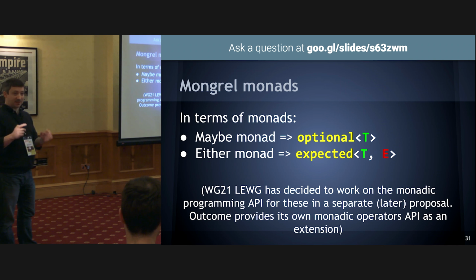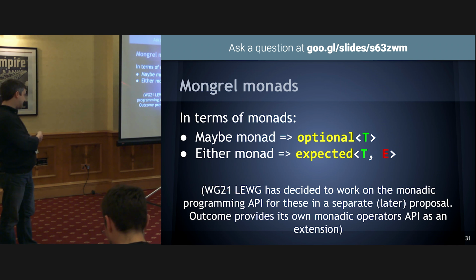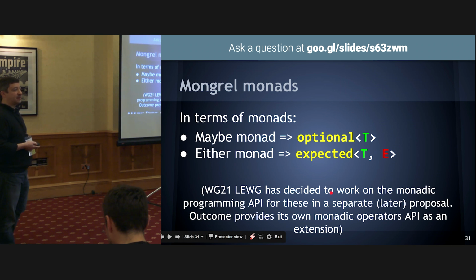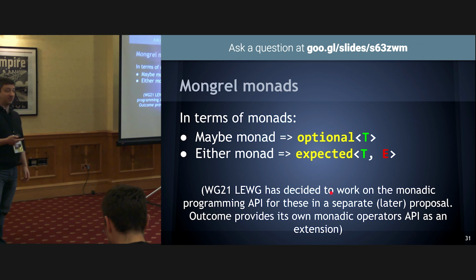In case you do want to get on with proper monadic programming in C++, Outcome provides its own monadic operators API. You have to turn it on using a macro, because if I have it on by default, then Boost peer review will review it and will slam it terribly because it's really impure.